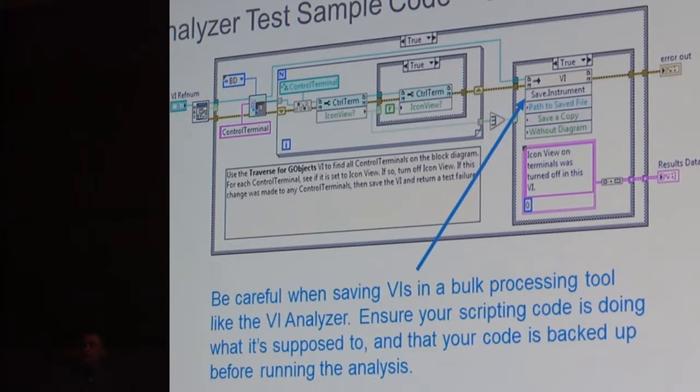One thing you really need to be careful about is that since this is a bulk processing tool, you need to make sure your scripting's good and you need to make sure your code's backed up. Because when you point this at a folder and say, run this test, it is going to modify all of your code. And if your source is saved in 2016 and you accidentally opened this in 2017 and ran this tool, you have now saved over all of your source to 2017, which you may not have wanted to do. So make sure you back up your code before doing things like this type of bulk processing.